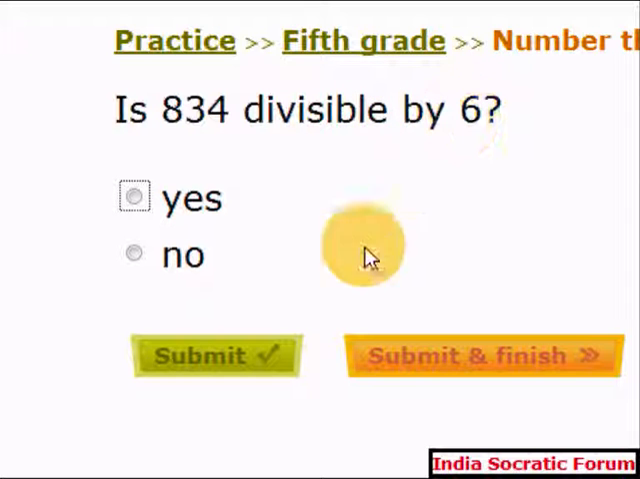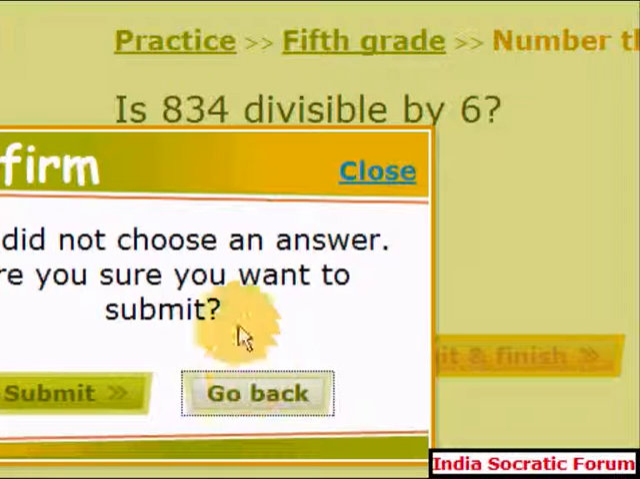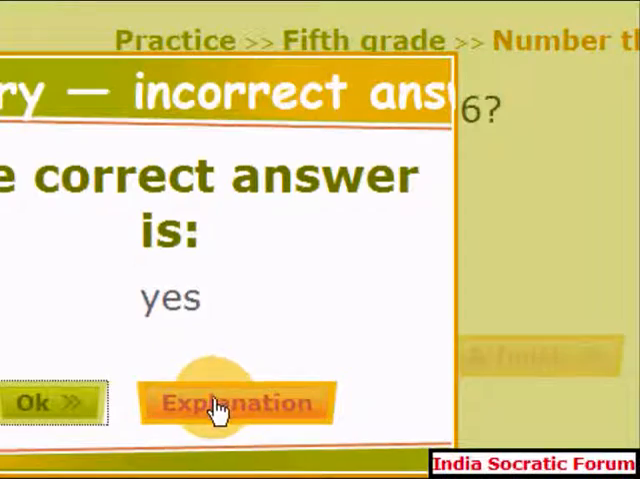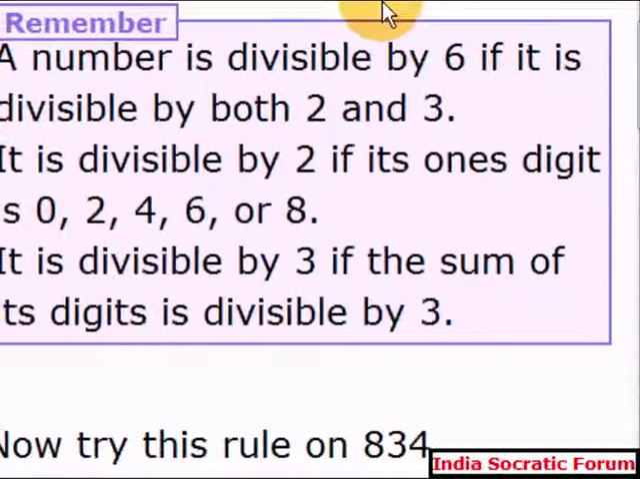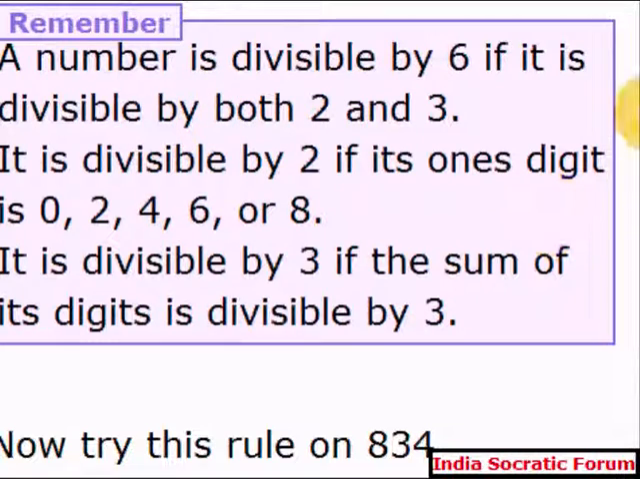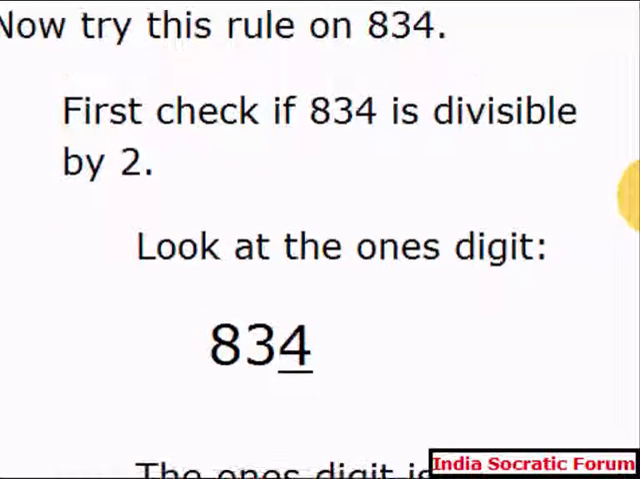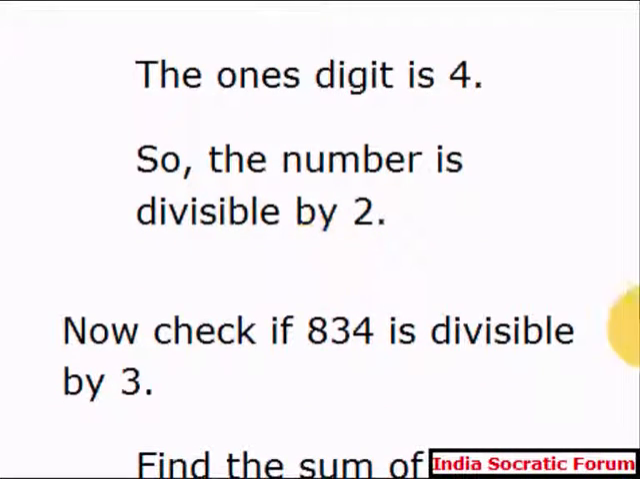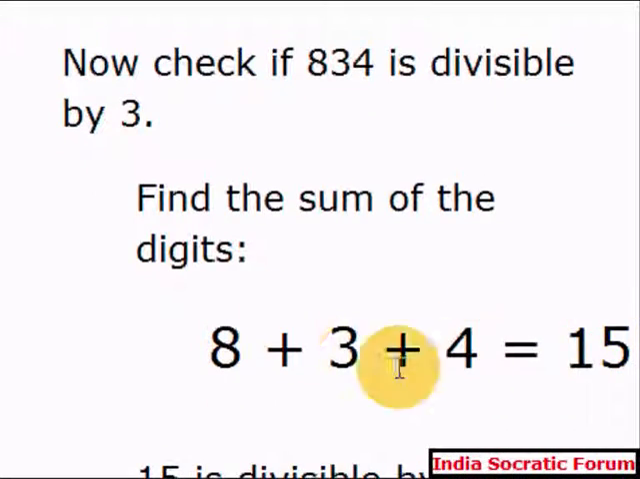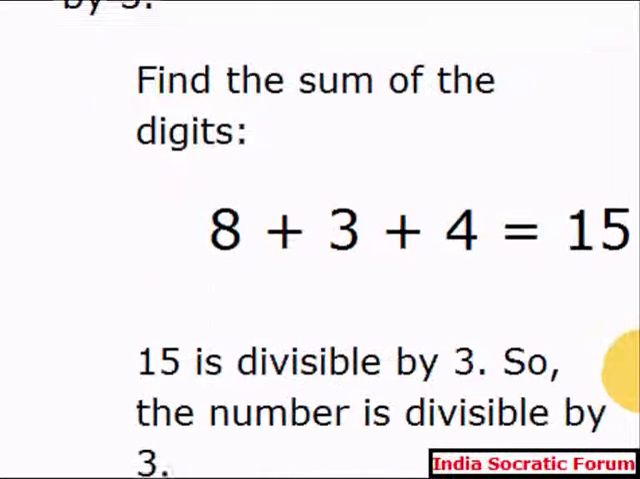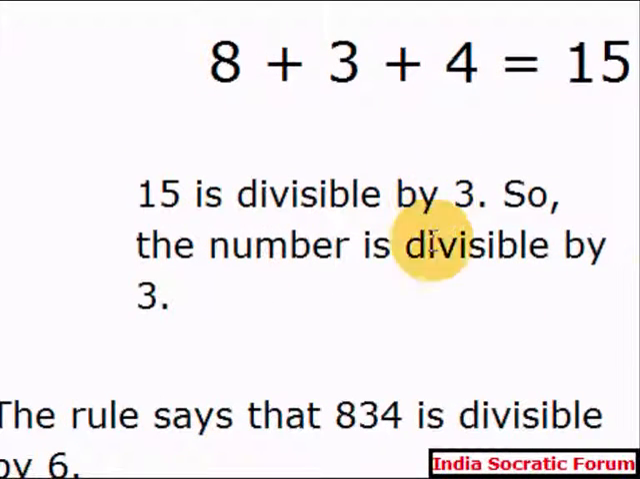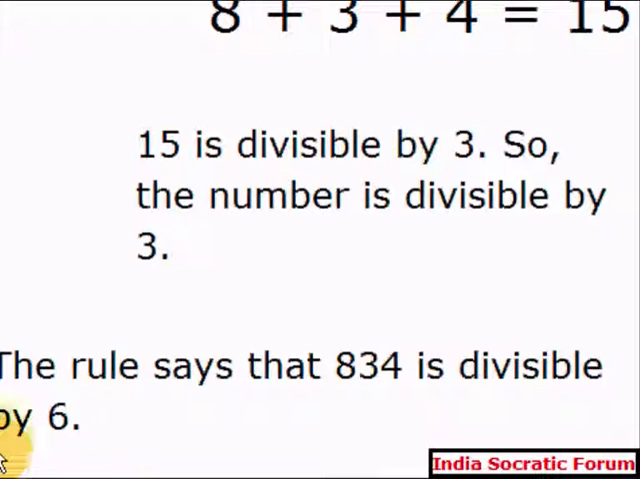Is 834 divisible by 6? Answer is yes. Do you know why? Do you know the divisibility rule? Read this loud. 2 steps. First see if it is divisible by 2. Yes. Look at the ones digit. It's divisible by 2 because it's 4. The number is divisible by 2. Now check the sum of the digits. 8 plus 3 plus 4 is 15. 15 is divisible by 3. So the number is divisible by 3. The rule says that 834 is divisible by 6.